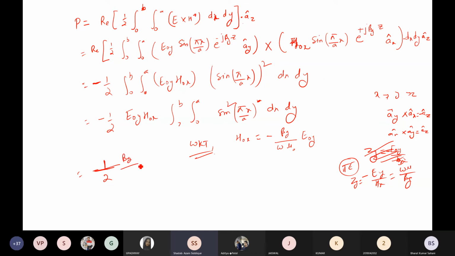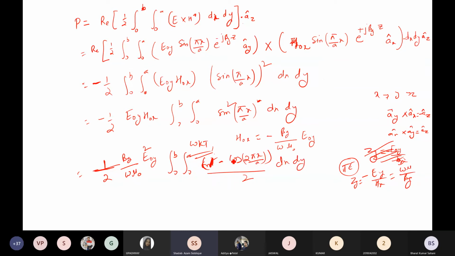That can be written as beta g upon omega mu naught e naught y square, integrated from 0 to b and 0 to a, of sine square pi x by a, which can be written as 1 minus cos 2 pi x by a, divided by 2, dx dy.